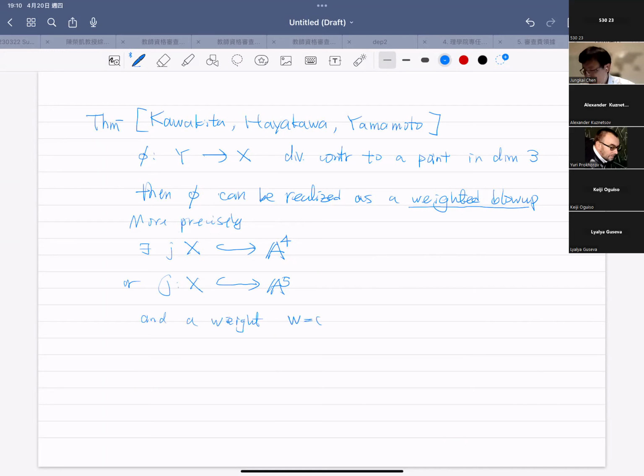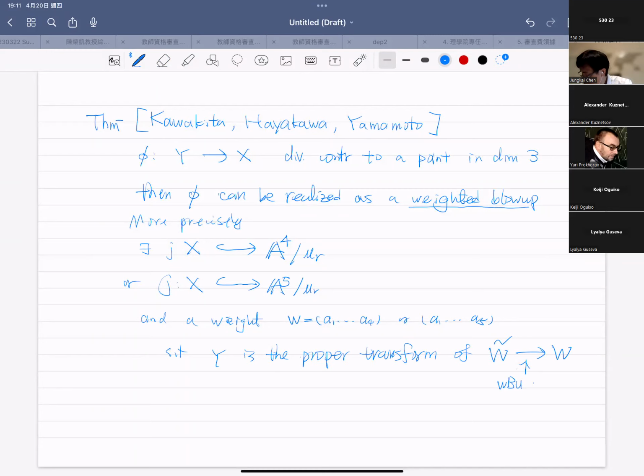Maybe to a quotient of A4, A5. Oh, yes, thank you. Okay, so to a quotient of a certain cyclic group. And then the weight is either A4 or A5, and such that Y is the proper transform of the weighted blow-up. So this is a weighted blow-up with the given weight above.